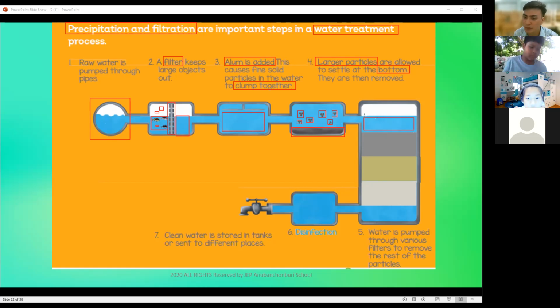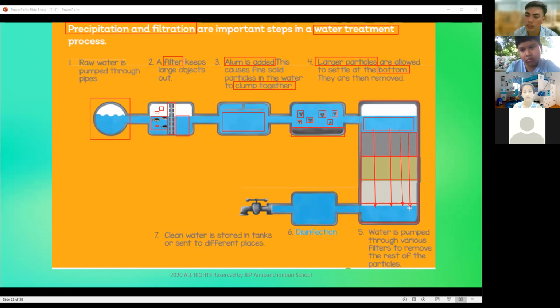All right, now the water will be in tank number 5. There, the water will pass through filtration again. Another filter here, another filter here. So there is a lot of filtration happening. This will make sure that the water that passes through here has no solid particles.